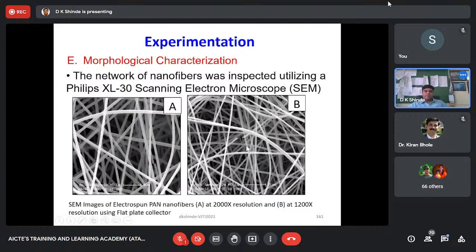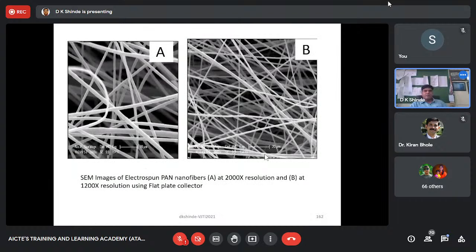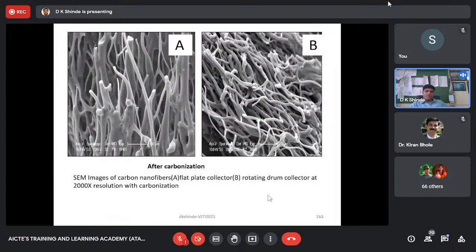These are the fibers we see under the same images for the flat plate collector. These are the fibers which are collected, and the same images obtained at higher resolutions you can see for the flat plate collectors. So this is before carbonization. After carbonization, the chains get attracted and the fiber shrinks, and this is how the fiber looks after carbonization at 700 to 800 degrees Celsius.